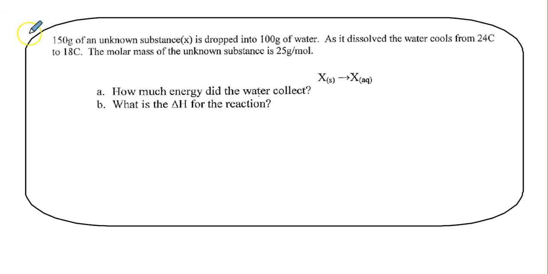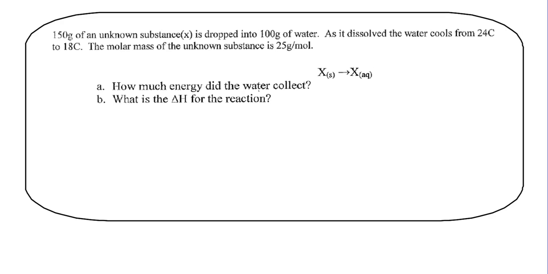Important, important, important. 150 grams of unknown substance is dropped into 100 grams of water, and it cools from 24 to 18. The molar mass of the unknown substance is 25 grams per mole. How much energy did the water collect? What's the delta H of the process? Okay. Pause this video. You want to be trying this out.